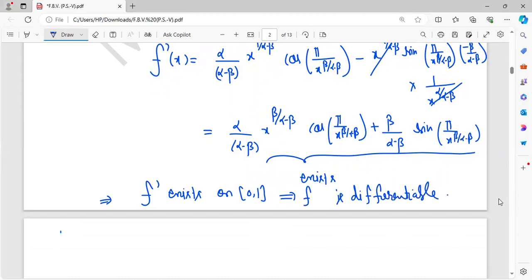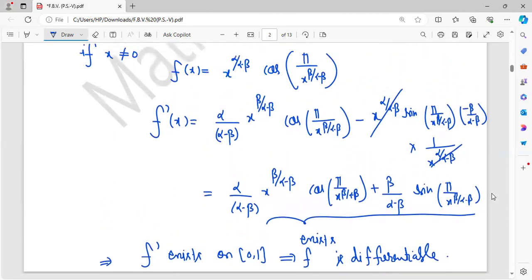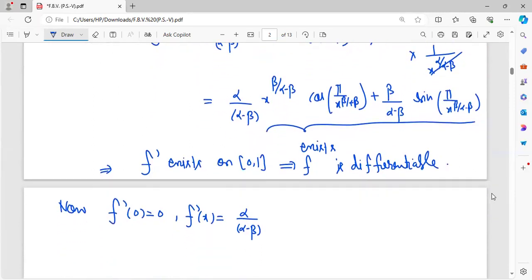Now, f dash at 0 is 0, and f dash x is nothing but alpha upon alpha minus beta x to the power beta upon alpha minus beta cos of pi upon x to the power beta upon alpha minus beta plus beta upon alpha minus beta sine of pi upon x to the power beta upon alpha minus beta.